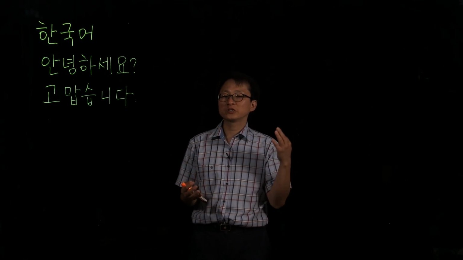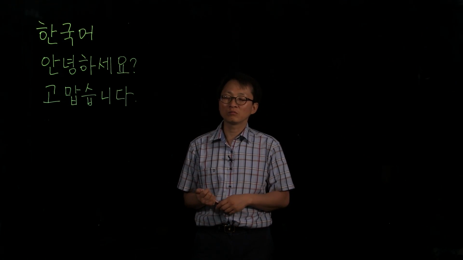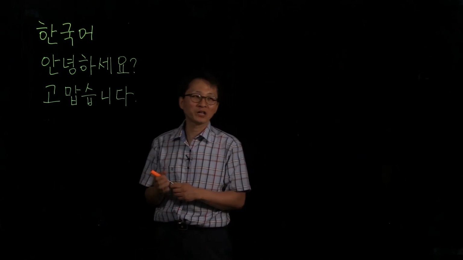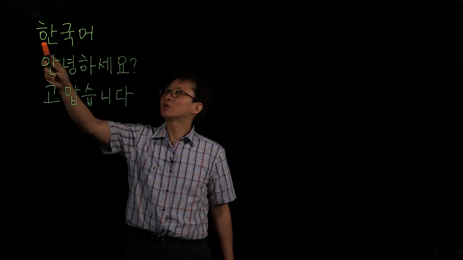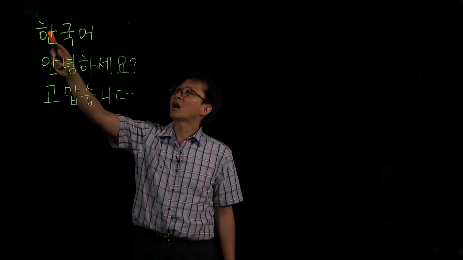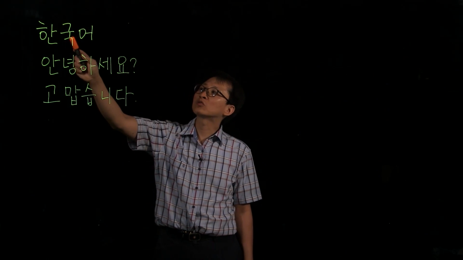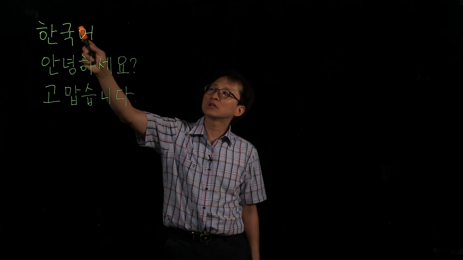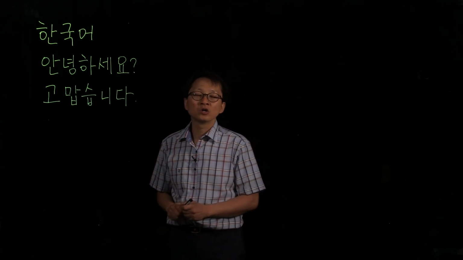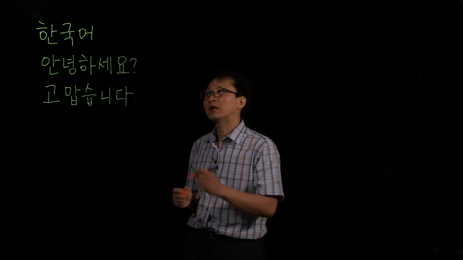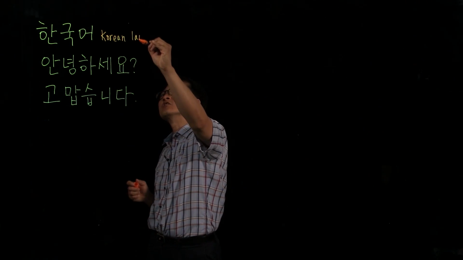Now, since you already learned vowels and consonants and how to make syllable blocks, I assume you can read some syllable blocks, so Korean letters now. How do you read this? Try to read this. Han, right? Han. And 국. And this one doesn't have sound value here. 한국어. What is 한국어? 한국어 means Korean language, actually.